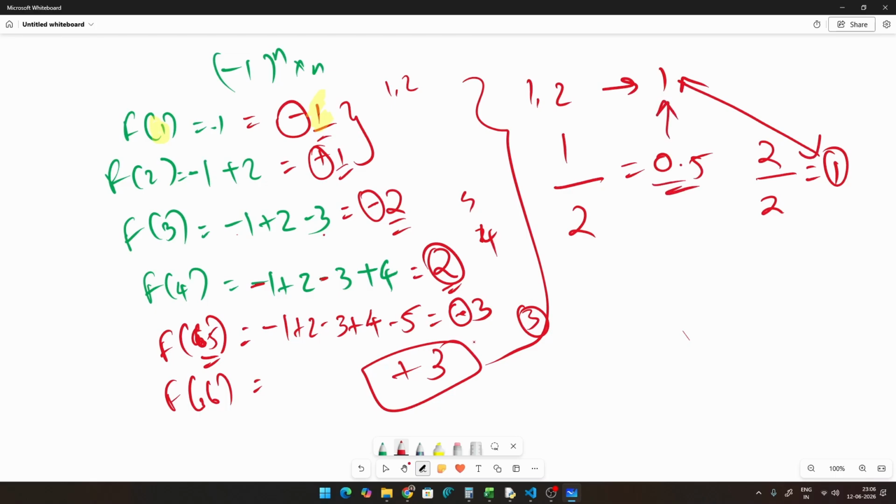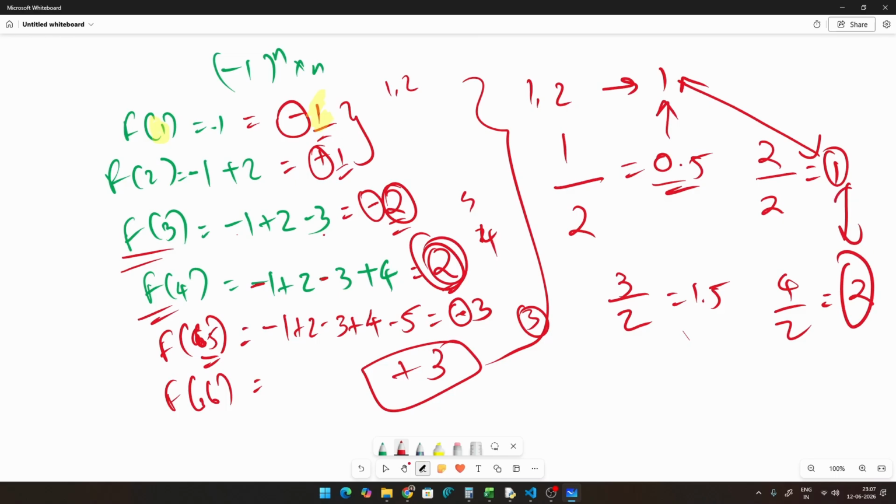Let's leave it as is. Now let's do the next set of cases, where we try to divide 3 by 2. You get 1.5. And let's divide 4 by 2. You get 2, which is the answer that is required here. So again, you look at this. Right is there, which is the exact answer.